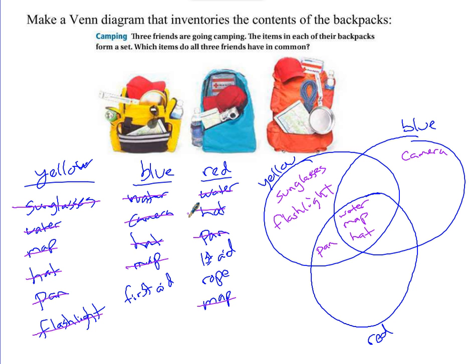Yep, it's also in red, so I go to the region shared by blue and red, and I write first aid. Cross it off there and there. That takes care of all the items in blue. All I'm left with now is the items that are just in red, and that would be the rope. So I put rope here, and I'm finished. That's how you do a Venn diagram.